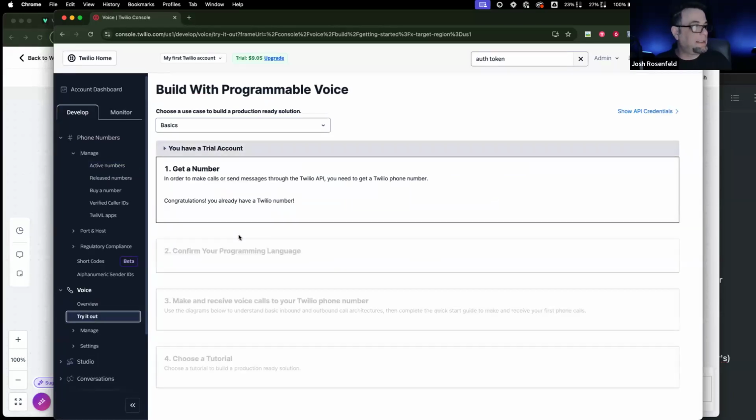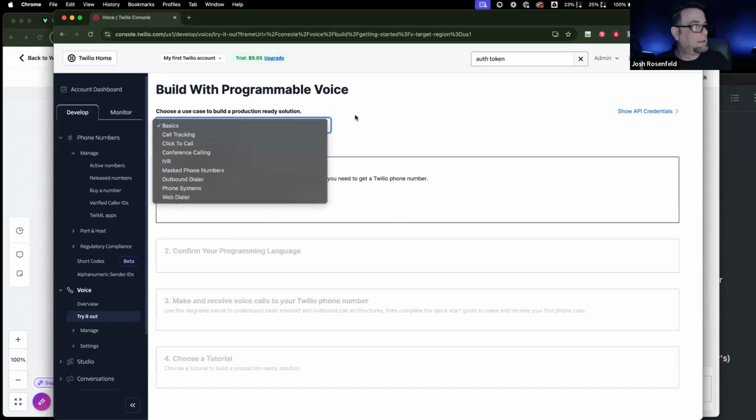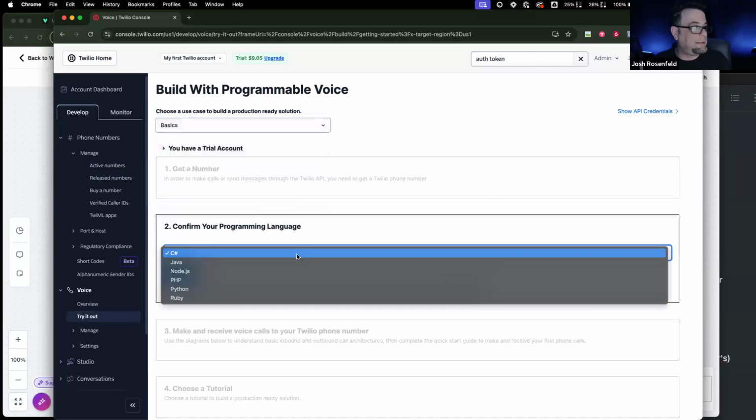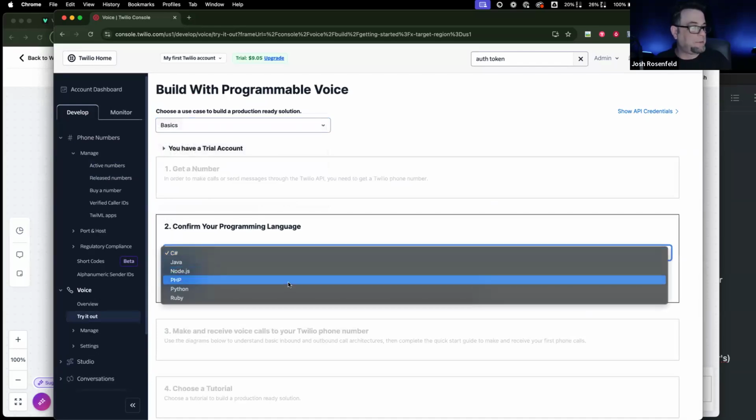Like, let's look at this. Get a number. So I did this. I have a Twilio number. Confirm your programming language. Wow. I mean, they're going to start adding some crazy stuff. My programming language. Well, this gets a little harder. So that's why Twilio is not for the lighthearted.